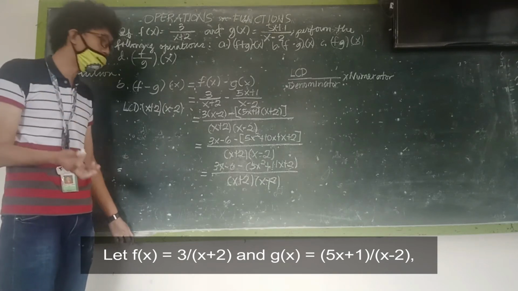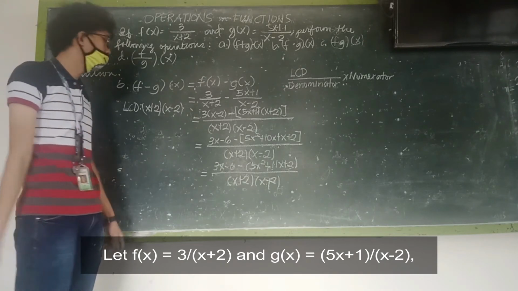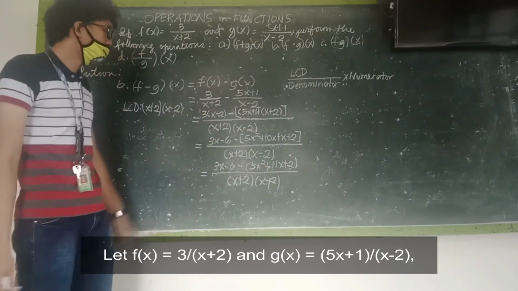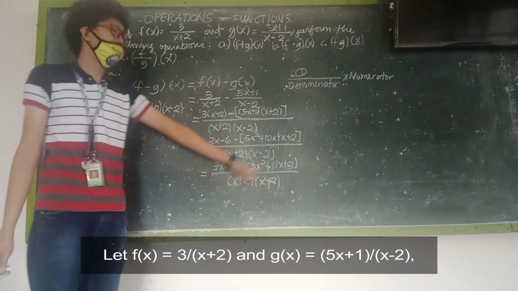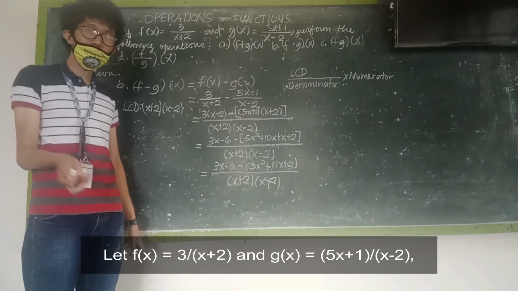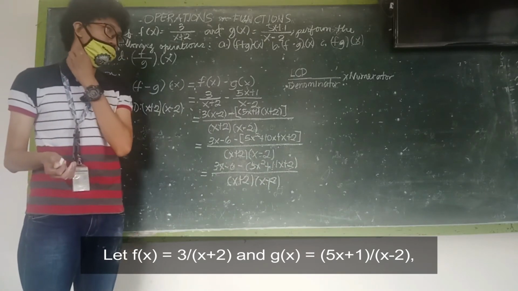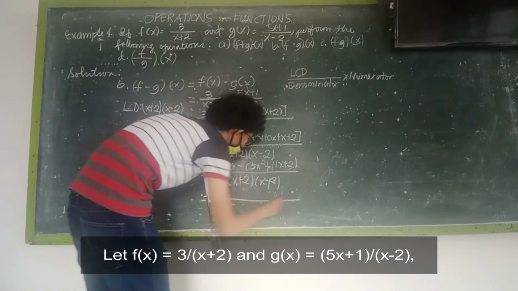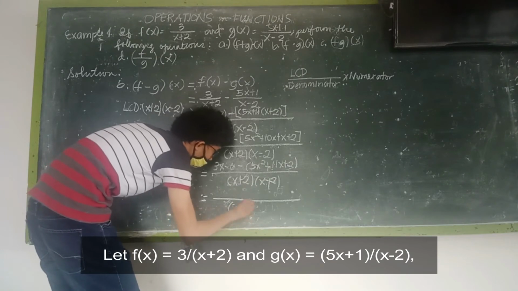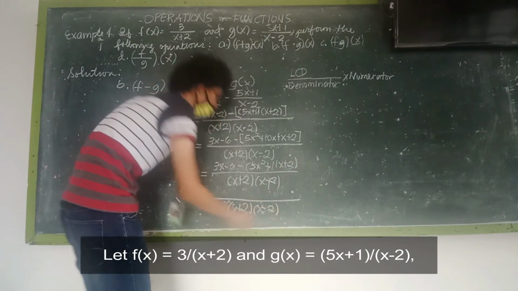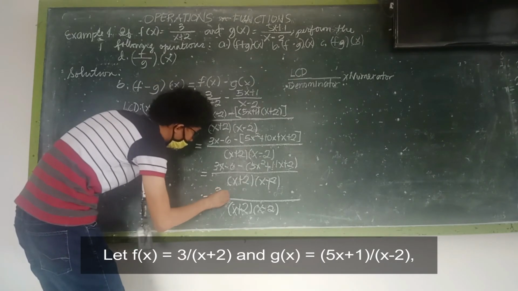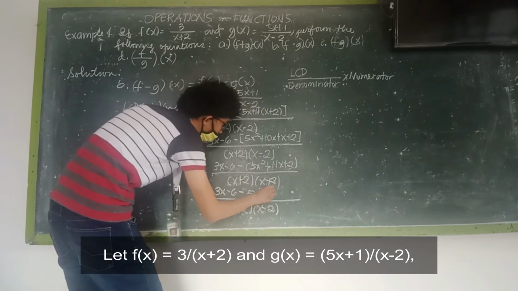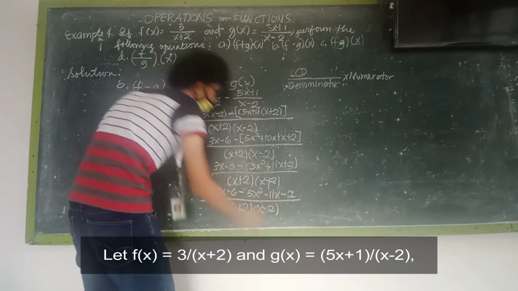Ngayon, since subtraction ang ating operation, we will change the sign of the subtrahend and proceed to addition. In this case, we will change the signs of 5x squared, 11x, at saka 2. All of them are positive, so i-change natin siya lahat into negative, then perform addition. So, magiging x plus 2 times x minus 2 sa denominator, and 3x minus 6 minus 5x squared minus 11x minus 2.